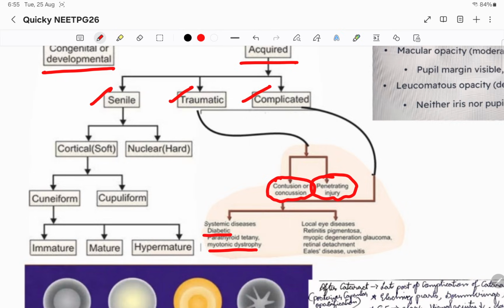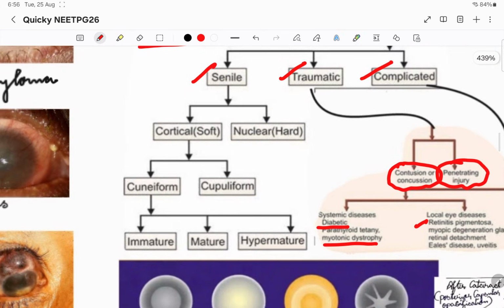The other complicated cataracts are based on diseases of the eye, like retinitis pigmentosa, and these might cause cataract. Then coming to senile cataract, it is going to be two types: cortical and nuclear, based on where exactly the affected part of the lens is. If it is around the lens, it is the cortical, whereas the middle one is the nuclear. So these are the two types senile cataract might come up with.